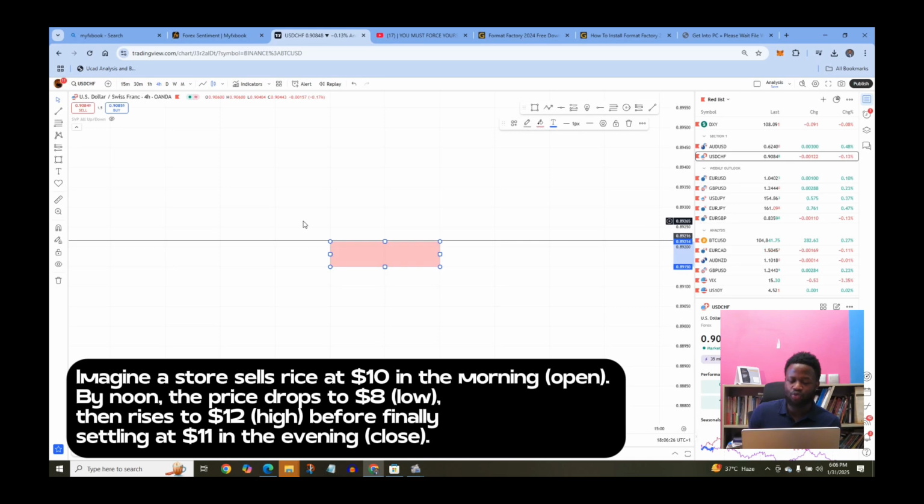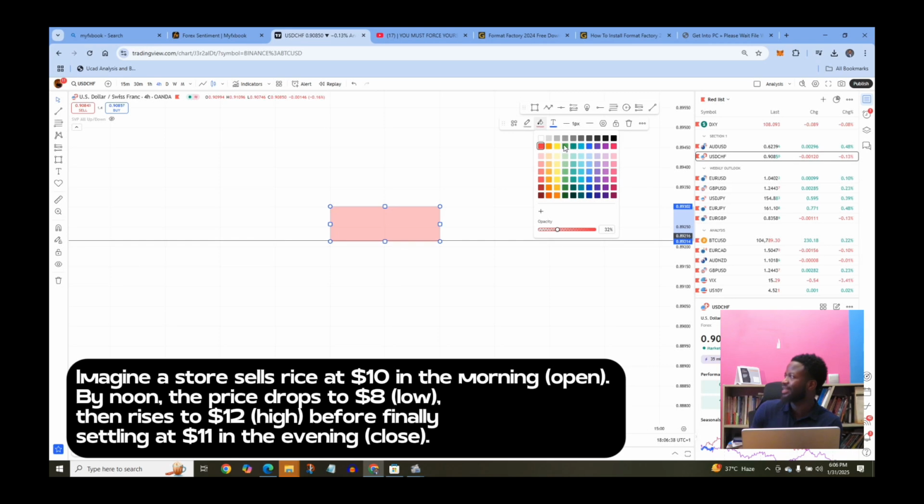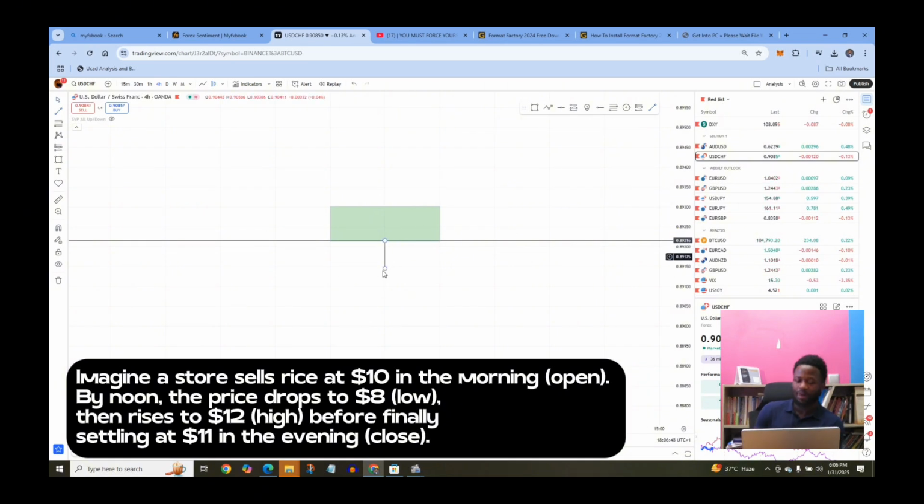Then it now rises to 12. What happens when it goes to 12? You know, this place was 10, right? It goes to 12. The color of the candle will be what? Green. But where it's left behind, what's going to happen there? There's going to be a wick. Because it has gone to that area before. But the shop has not closed yet too.